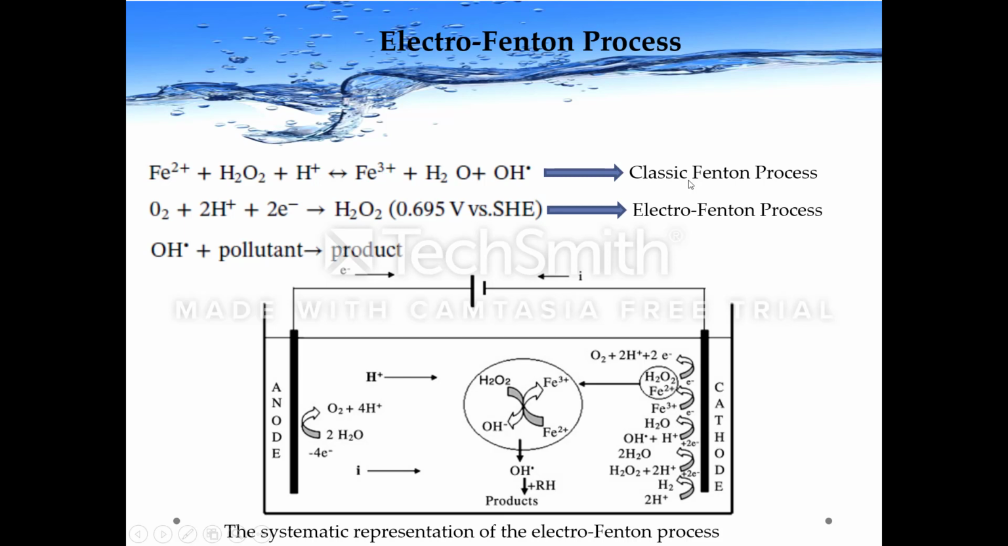The classic Fenton process is a very effective one. However, there are some difficulties in this process, such as storage and operational cost of chemicals. So, we produce peroxide at the cathode by reduction of oxygen. You can see the schematic presentation of the electro-Fenton process in the figure.